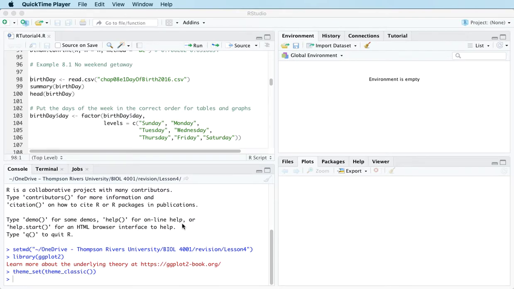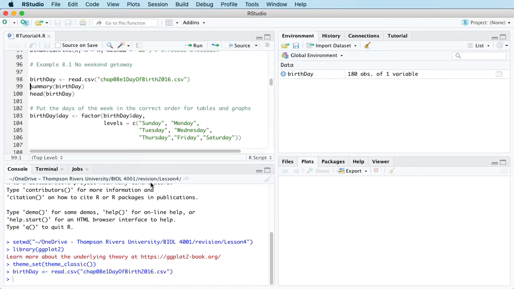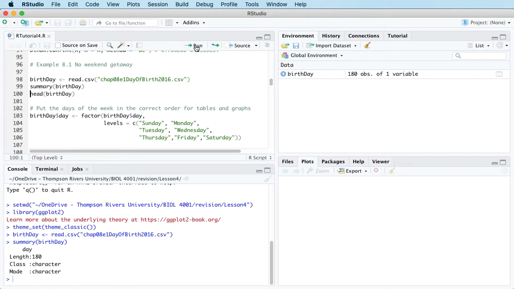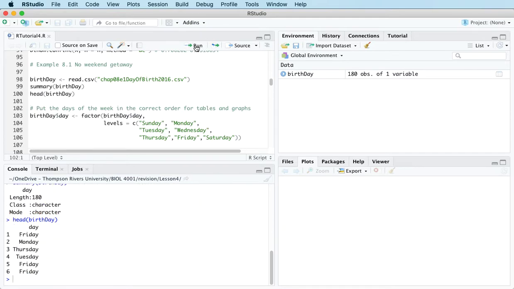So I've got a couple of examples that I'll run through. This first one, we have data on the days of the week of births in the United States in 2016. We're just recording the day of the week that the birth occurred on. For example, for the first observation, the birth happened on a Friday, the second one it was a Monday, the third one it was a Thursday, and so on.